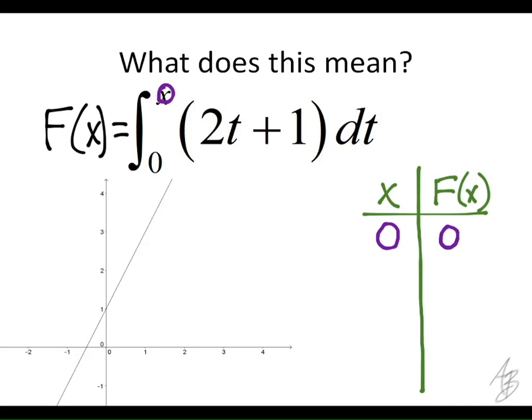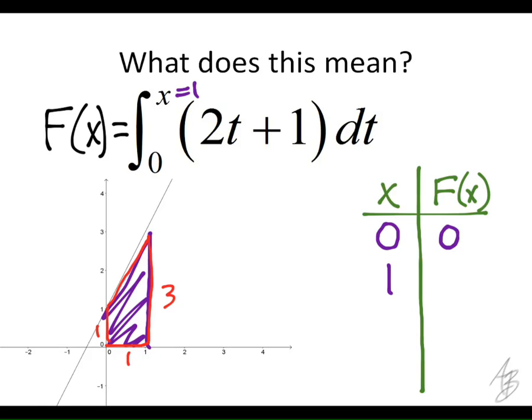Let's put in something more meaningful. Instead of 0, let's try 1. So I'm going to put 1 in where x is here. If I want to take the integral from 0 to 1 of this function, what I'm doing is finding the area of this right here. I didn't draw that real well, but I'm pretty close, I think. That is a trapezoid that has a base of 1, a base of 3, and a height of 1. So what would that area be? 2. So when we put 1 in for x, we get 2.